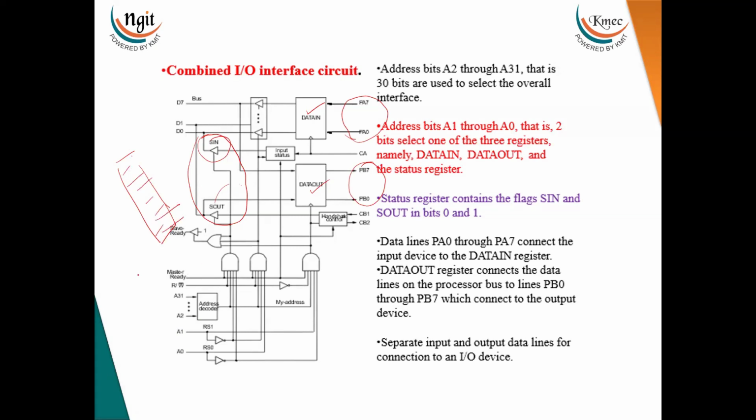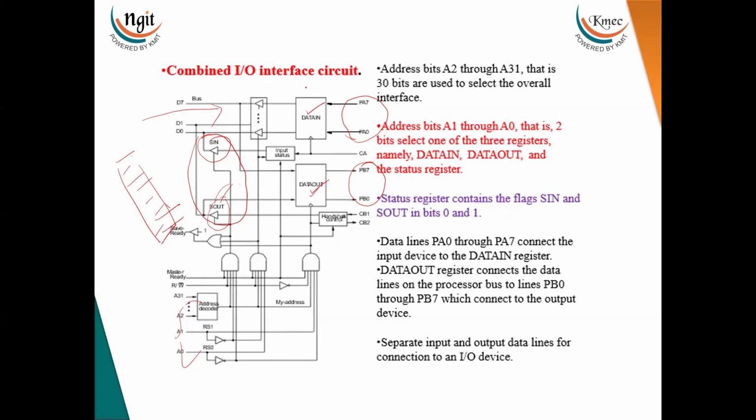Now whenever the processor wants to read the input, it will read the status register and check the input flag. And whenever it wants to use the output register, the processor reads the status register and checks the output flag. Thereby, if the processor wants to send data, it will place the address and the data, and the data goes to the output register.